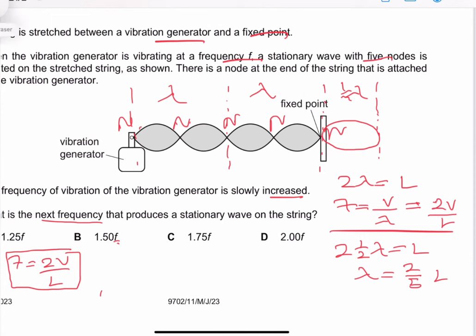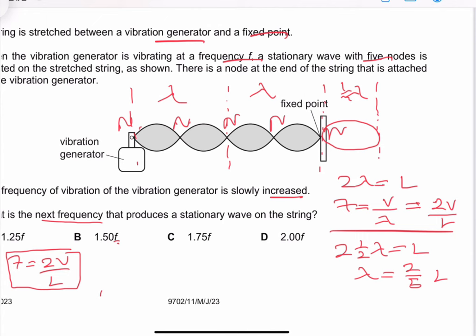So your whole lambda is fitting in a distance of 2 over 5 of that length. That's a very small distance. Here, our lambda was fitting in L over 2, which is quite big. So our lambda was big. Now it's fitting over 2 over 5 of the length, meaning that this wavelength has actually decreased.